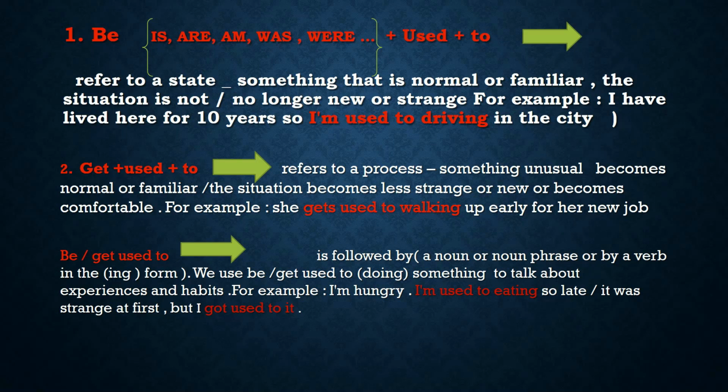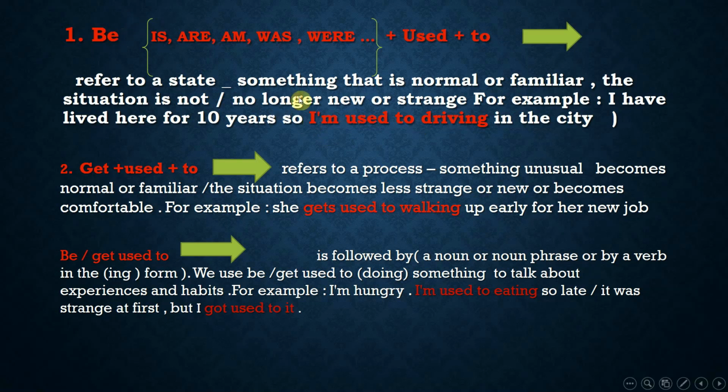The situation is no longer new or strange. For example, I have lived here for 10 years, so I'm used to driving in the city. So look at this example. I have lived here for 10 years, so I'm used to driving in the city. Here the structure is am used to. I is followed by am.